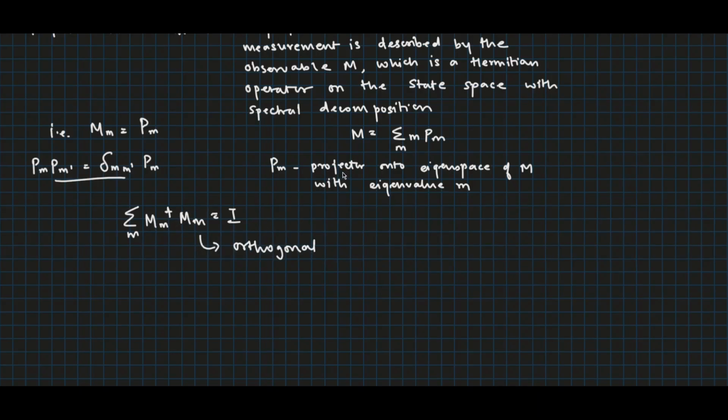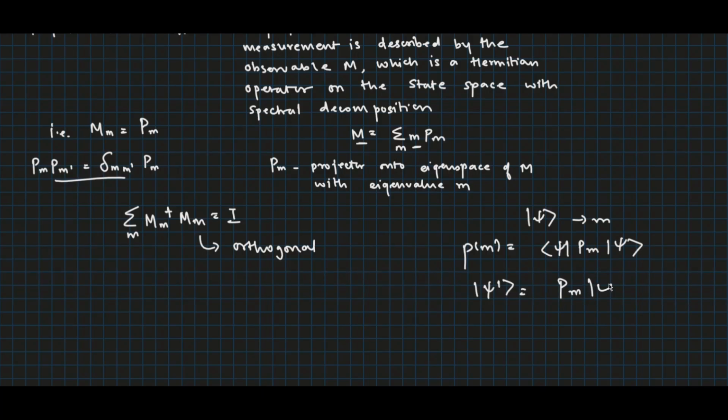The possible outcome of the measurement corresponds to the eigenvalue m of the observable M, such that upon measuring the state psi, the probability of getting m is given by p(m) equal to <psi|P_m|psi>, where P_m is a projector operator, and the state after the measurement, that is psi dash, will be equal to P_m|psi> over root of the probability of getting m in the outcome.